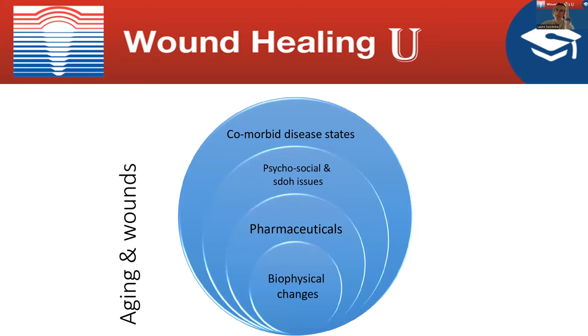So I kind of conceptualize that for myself in terms of the aging, and thinking about, even though it's an acute wound, it's already a complex wound, even though it hasn't been around for that 4 weeks or however you like to think about a chronic wound. And that's because as we age, we have these biophysical changes that you went through in the beginning of the presentation. We're taking more pharmaceuticals. We accumulate psychosocial and social determinant of health issues, and we have all of these comorbid disease states, and all of that wraps together and makes you more likely to have complications.